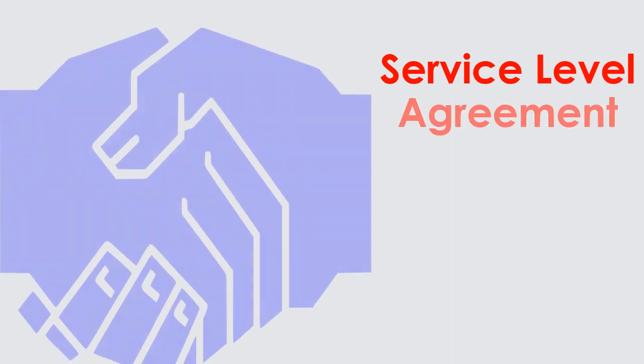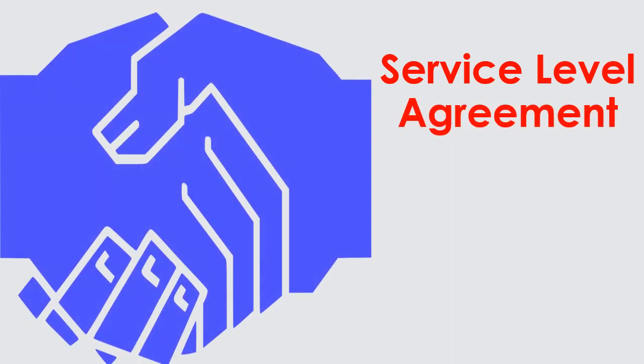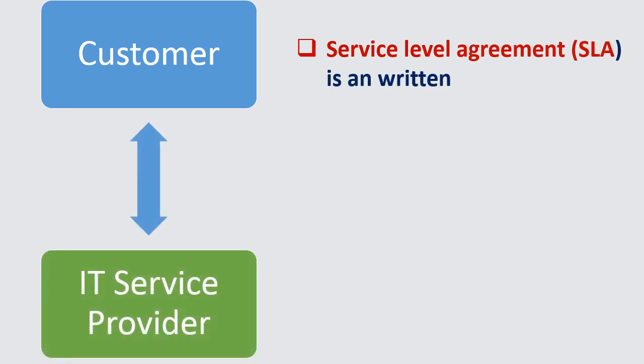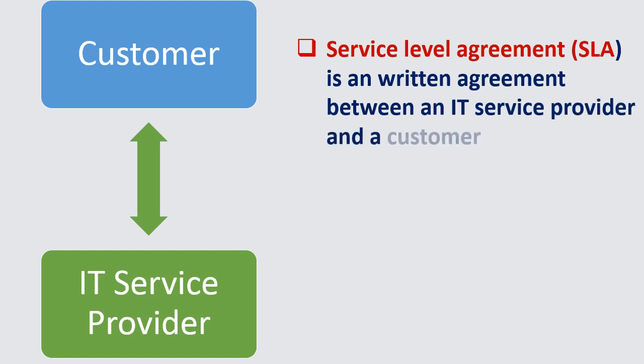Service Level Agreement. A Service Level Agreement, SLA, is a written agreement between an IT service provider and a customer that identifies both the services required and the expected level of service.